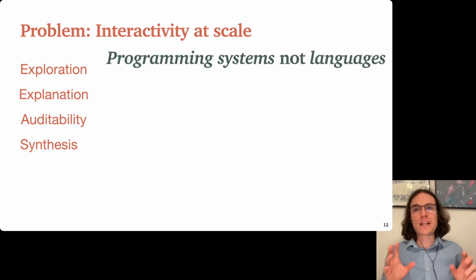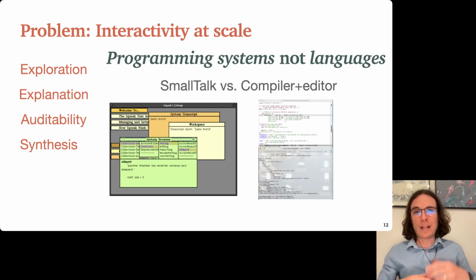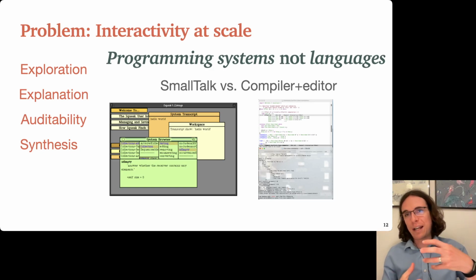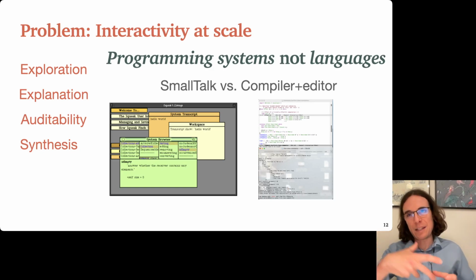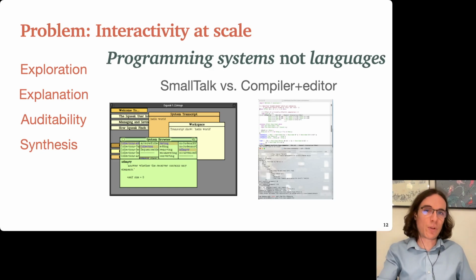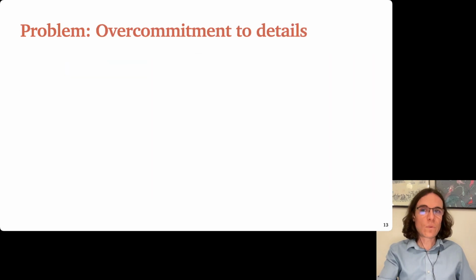So one of the things that I believe here is that we should be thinking about programming systems, not just languages. In the traditional sense of languages, you have the compiler, the editor, and you go between them. But programming systems like Smalltalk are environments where you're interacting more directly with the language, and maybe that language then has synthesis agents that can interact with you and write the program together, and they let you then explore the computation more easily.